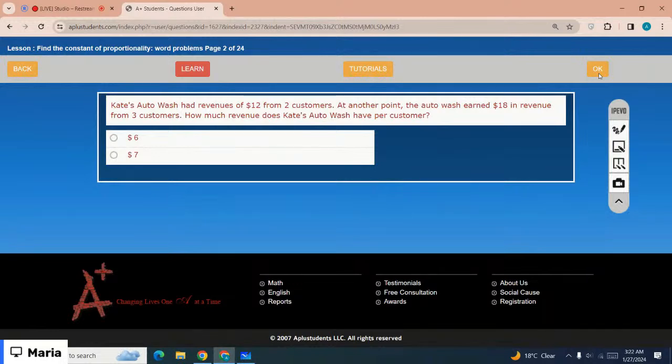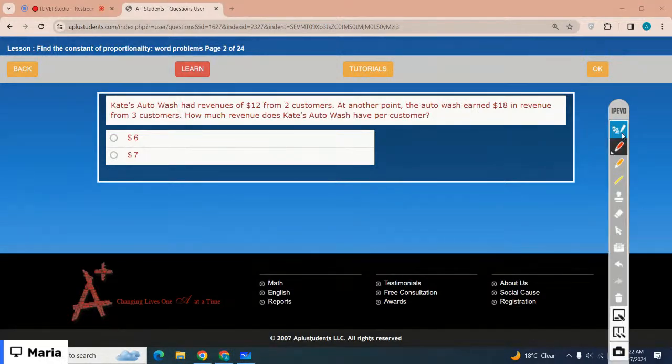The next one is Kate's Auto Wash has revenue of $12 from two customers. At another point, the auto wash earned $18 in revenue from three customers. How much revenue does Kate's Auto Wash have per customer? So, which is the correct option? You have to calculate the constant of variation, right? You have to calculate the table.